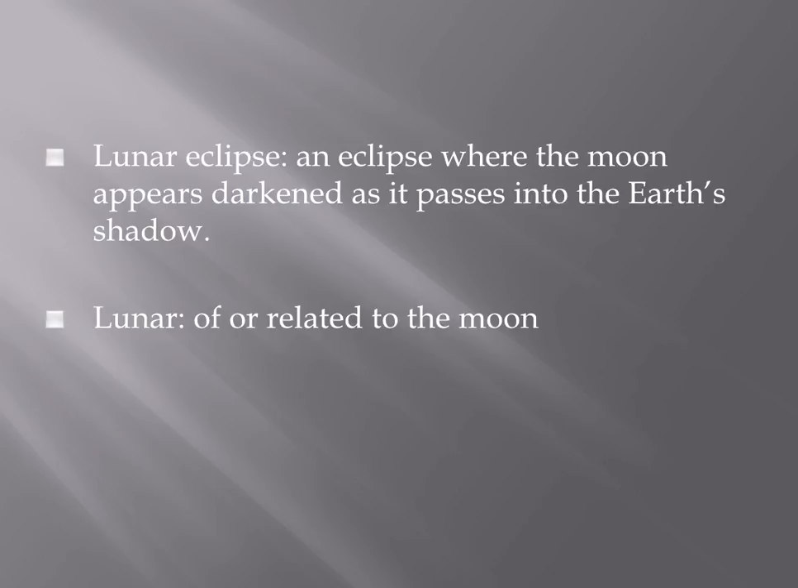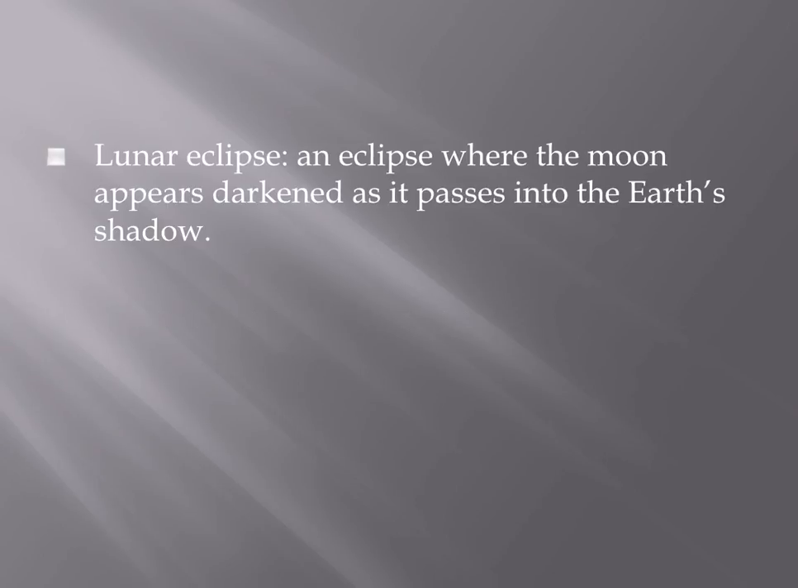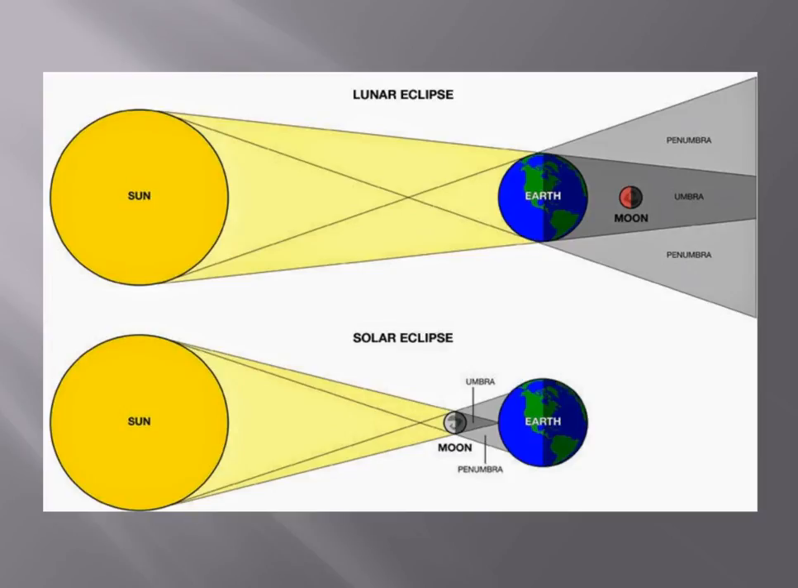Comparing a solar eclipse to a lunar eclipse, a lunar eclipse is where the moon appears darkened as it passes through the Earth's shadow. Lunar means moon, so that's why we call it a lunar eclipse. You can see from the diagram here that it's the exact opposite of a solar eclipse, where this time the Earth blocks the moon.